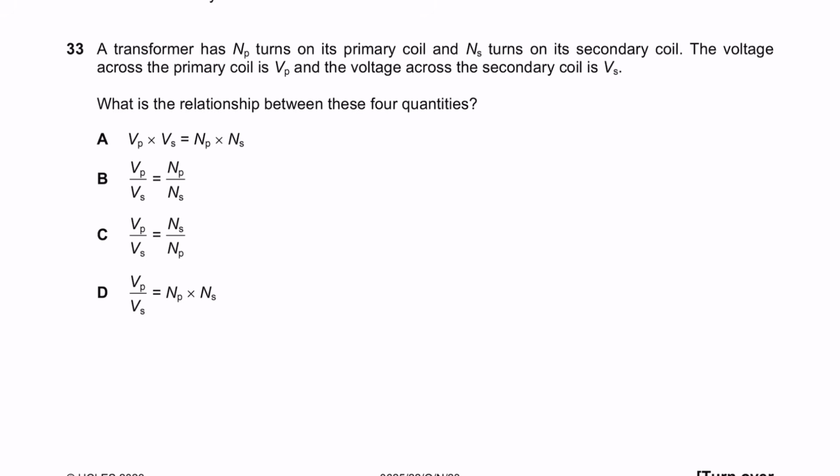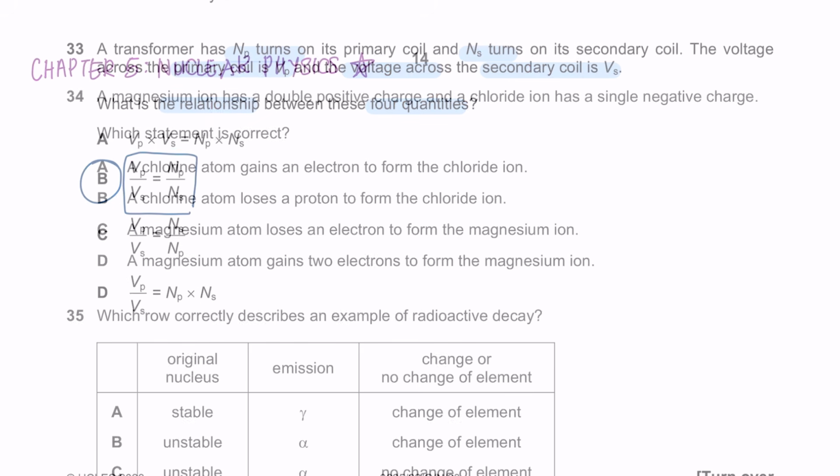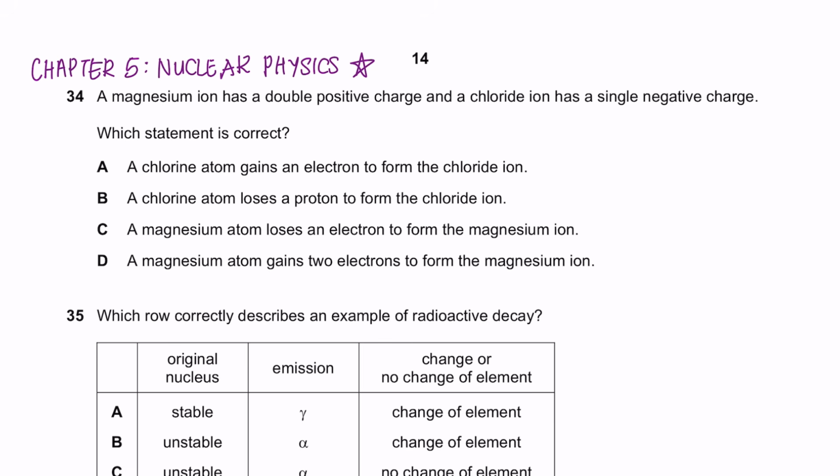Question 33. A transformer has N turns on its primary coil and N turns on its secondary coil. The voltage across the primary coil is Vp and voltage across the secondary coil is Vs. What is the relationship between these four quantities? If you refer to your course specification under Chapter 4 of Transformer, you will be given the relationship between the voltage and the number of turns of coil. So the answer here is B. The questions from here onwards will be from Chapter 5.